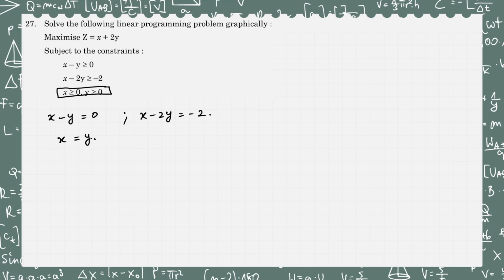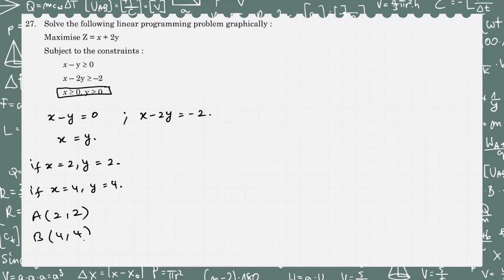So we can take random points on this line, like if x equal to 2, then y is equal to 2. You can take some other point. So if x equal to 4, then y is also equal to 4. So the points can be (2, 2) and (4, 4). We are naming the points A and B.